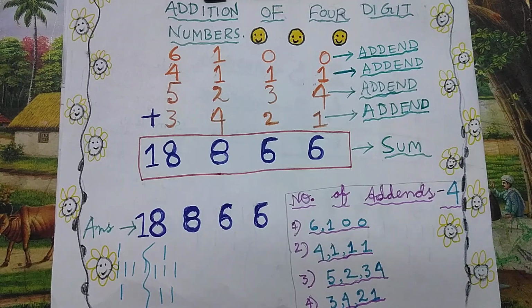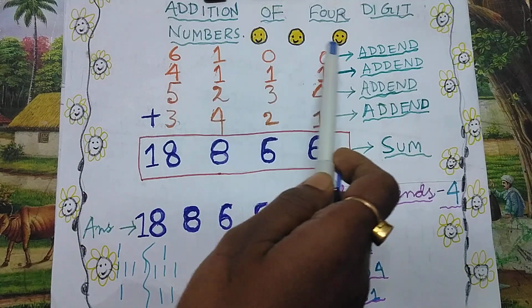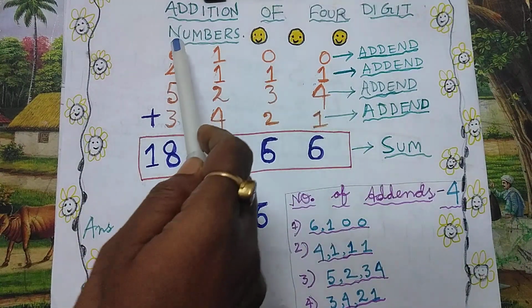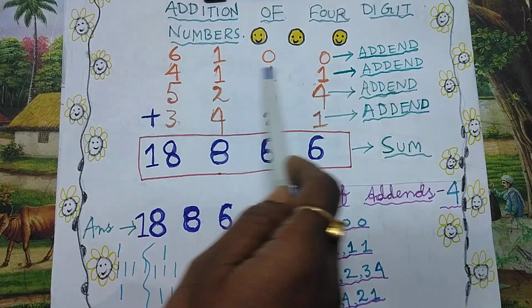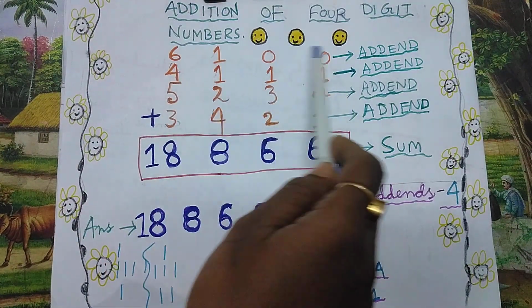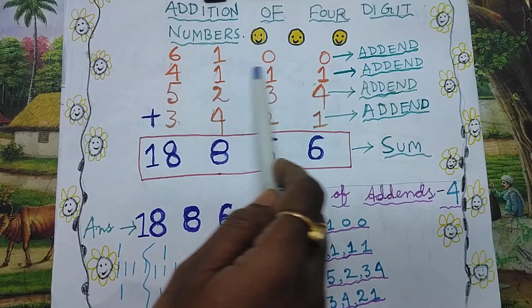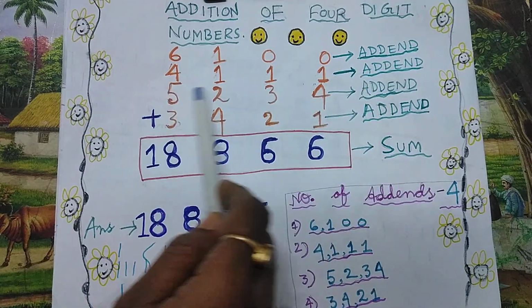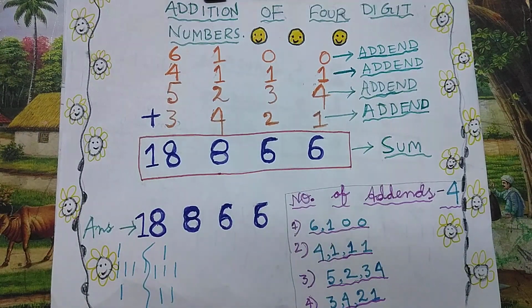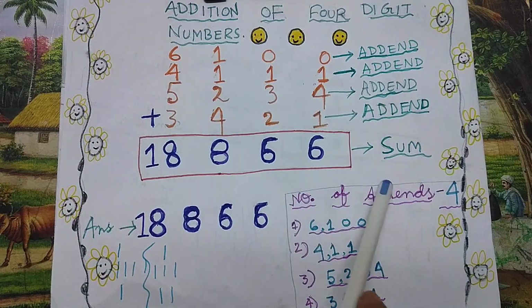See, children, can you say how many addends are there? There are 4 addends. 1, 2, 3, 4. Each of these numbers is called an addend. So the number of addends is 4.